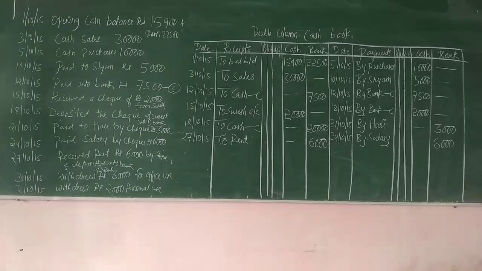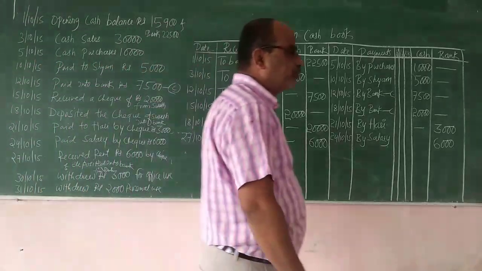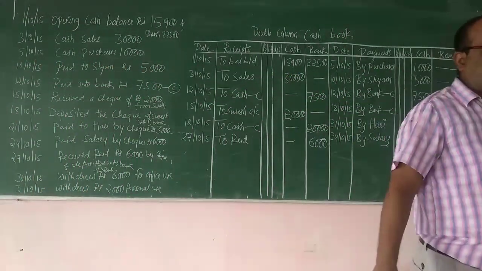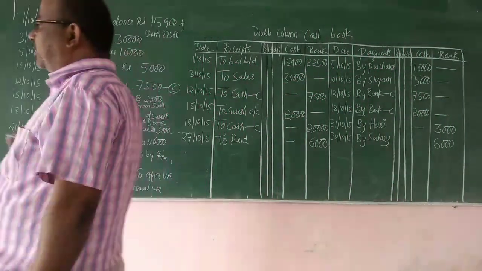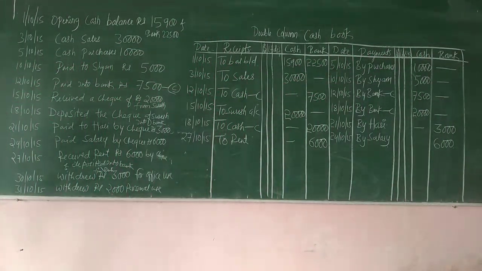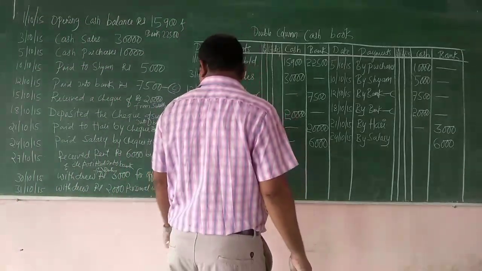On the 30/10/2015, withdrew from bank rupees 3,000 for office use. So you are withdrawing rupees 3,000 and retaining that in the cash for further use, for further office use. So this will be also a contra entry.